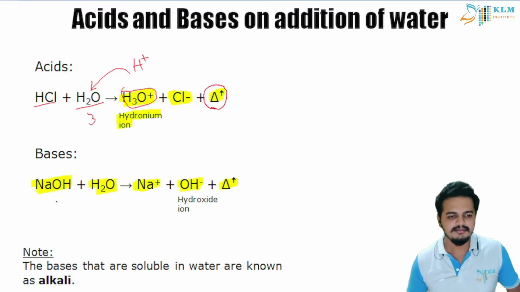All acids dissolve in water, but all bases do not. So the bases that are soluble in water are known as alkali, students. So this is a note you can remember. The bases that are soluble in water are known as alkali.